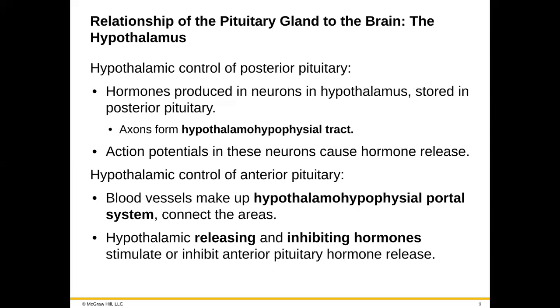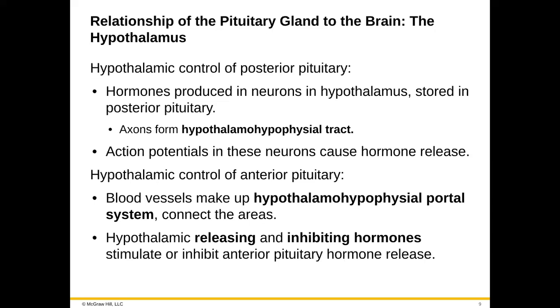Now, talking about the relationship of the pituitary gland to the brain, we're going to start with the hypothalamus. So hypothalamic control of the posterior pituitary is different than anterior pituitary. So hormones produced in the neurons of the hypothalamus are going to be stored in the posterior pituitary. The axons in that region are going to form the hypothalamo-hypophyseal tract. That is a mouthful. But as long as you remember that the tract is associated with the posterior pituitary, you should be able to differentiate the anterior from the posterior fairly easily. But what happens is that action potentials in these neurons are going to cause the actual hormone release.